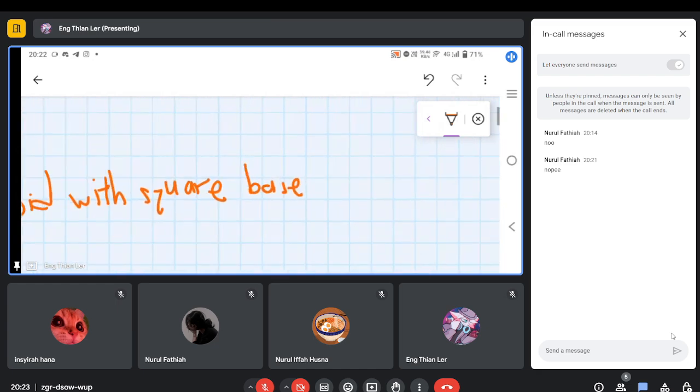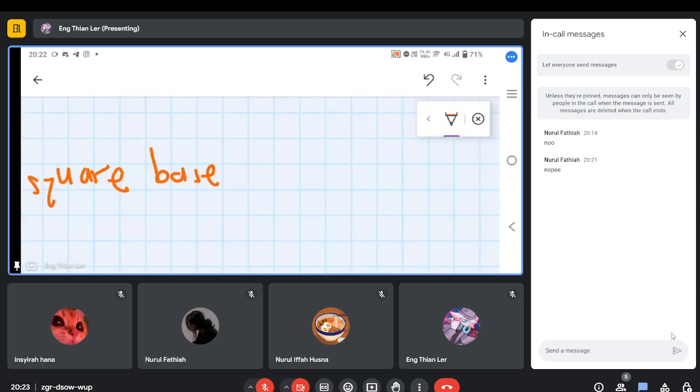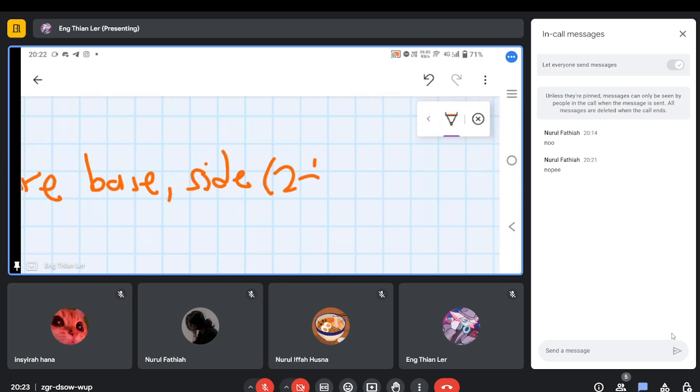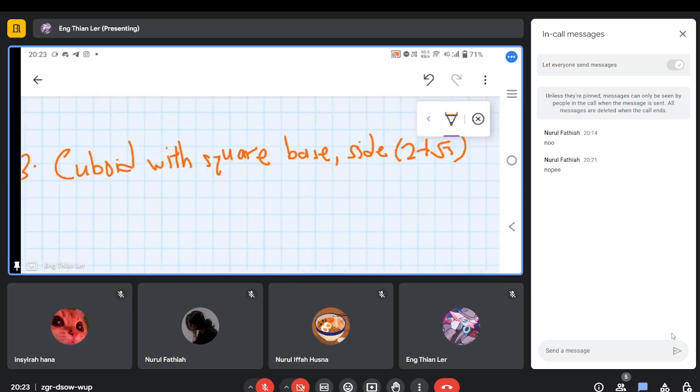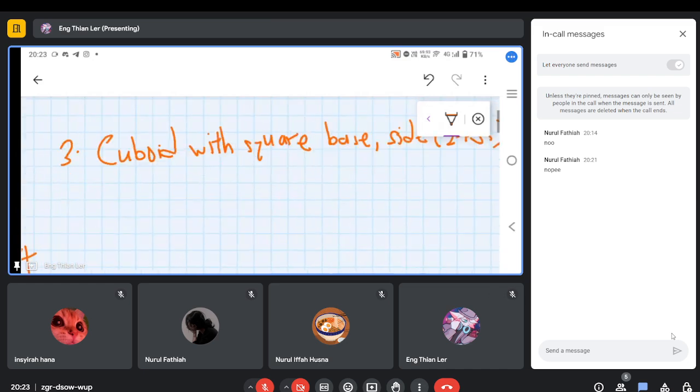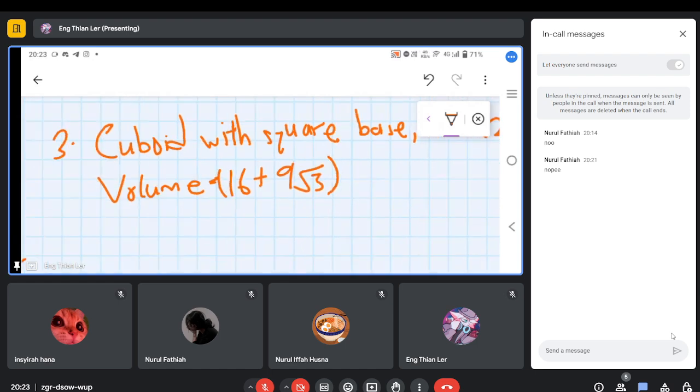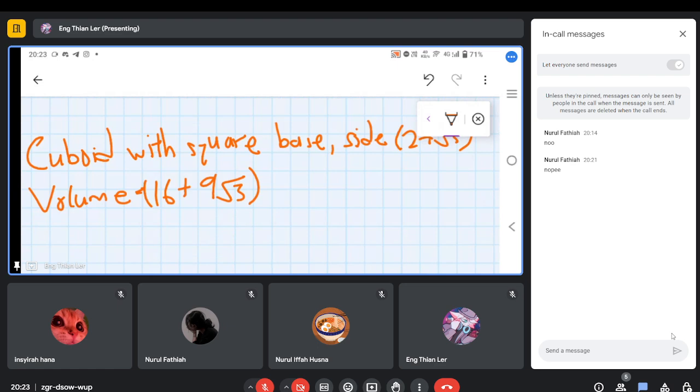And it said that the side of each base is 2 plus root 3 centimeters. And the volume of this cuboid is 16 plus 9 root 3. So we need to find the height.